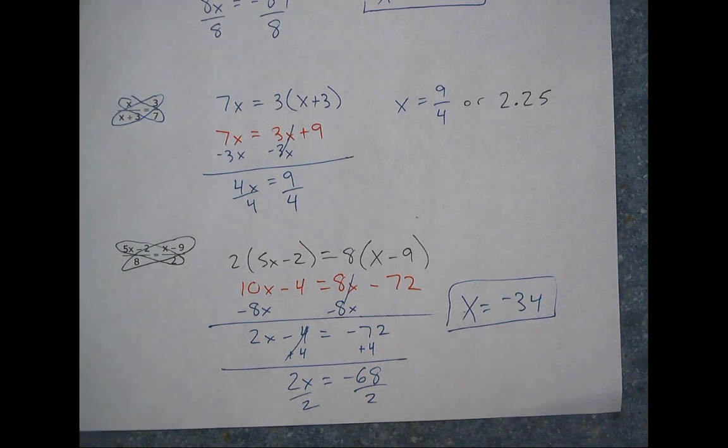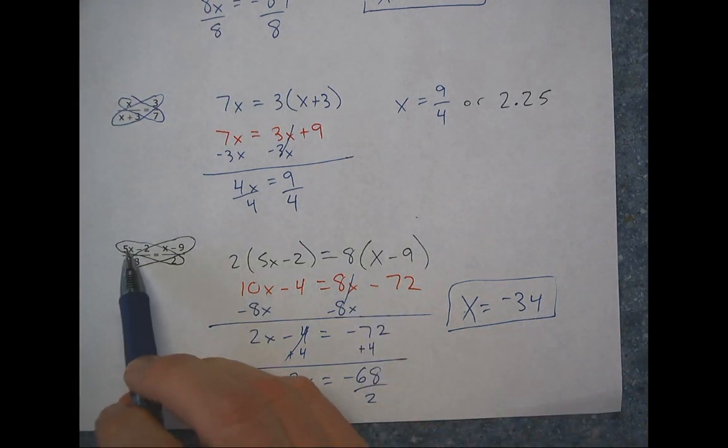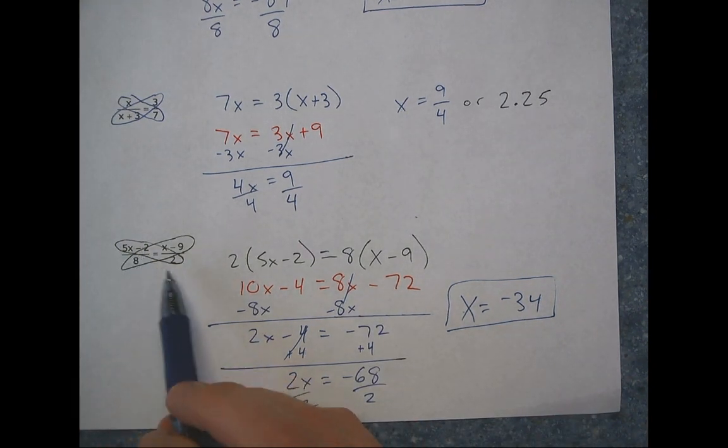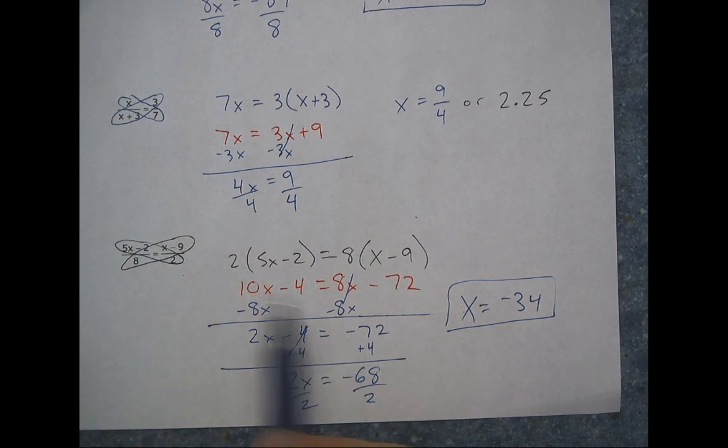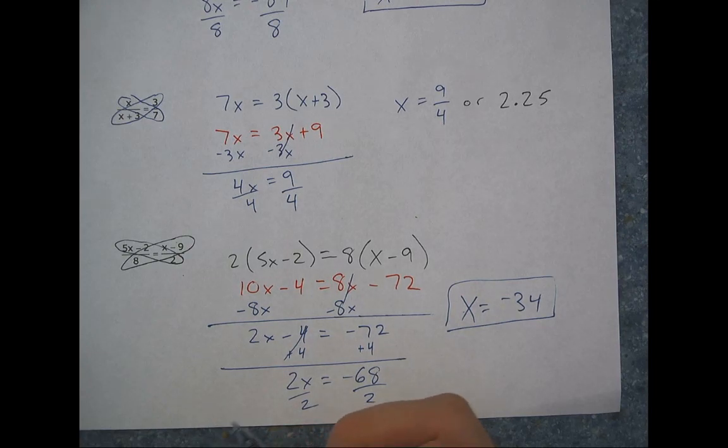And again, you could check this answer. You could go back and plug it in, times it by 5 minus 2, plug it in, minus 9, and then divide your two fractions and make sure that you get the same answer on both sides. Now, you don't have to do that every single time, but if you're on a test and you want to know if your answer is right, it doesn't hurt to take a couple extra seconds to plug it in and see if it works.